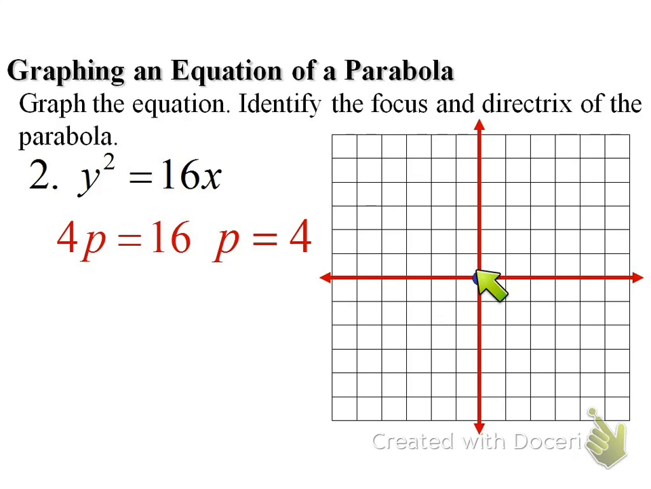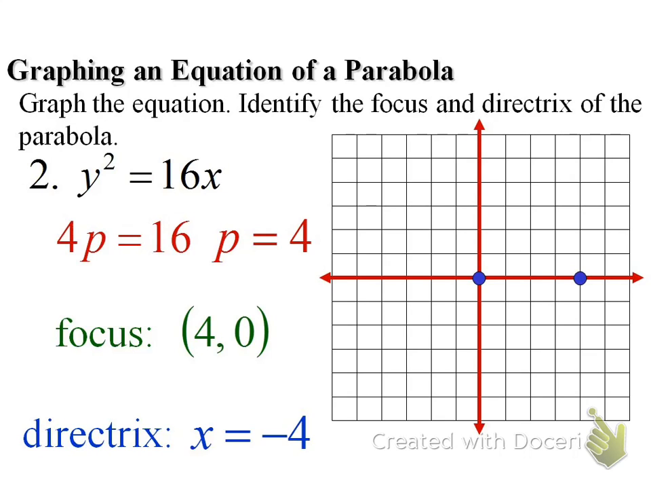So if it's opening to the right, my focus needs to be over here 4 units. That's the point 4, 0. If this is the vertex, and this is the focus, the directrix has to be down here somewhere. It's going to be a vertical line, so it's an x equals. It has to be 4 units away from the vertex, so it's going to be x equals negative 4. It's going to be a wider parabola in order to be equidistant from those 2 features. And that's all I need.